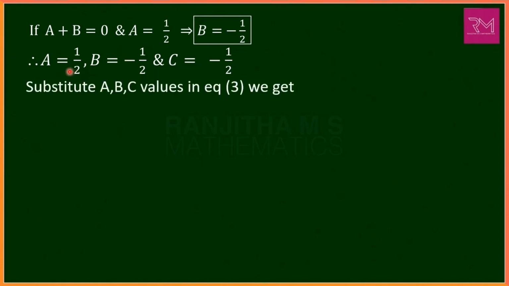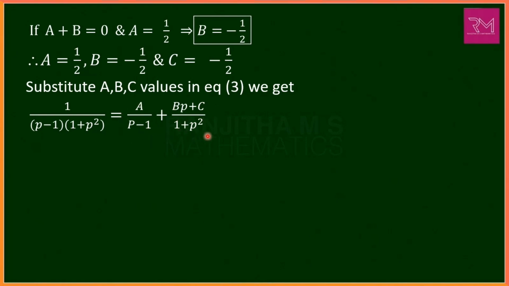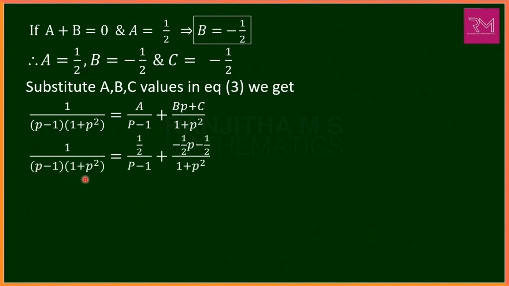Next step, we have to substitute all the values of a, b, c in equation number 3. Here equation number 3 is 1 by p minus 1 into 1 plus p square, which is equal to a by p minus 1 plus bp plus c by 1 plus p square. Substitute the a, b, c values. We get 1 by p minus 1 into 1 plus p square equal to, here a is 1 by 2 by p minus 1, plus b is minus 1 by 2 into p, here c is minus 1 by 2, so we get minus 1 by 2 divided by 1 plus p square.